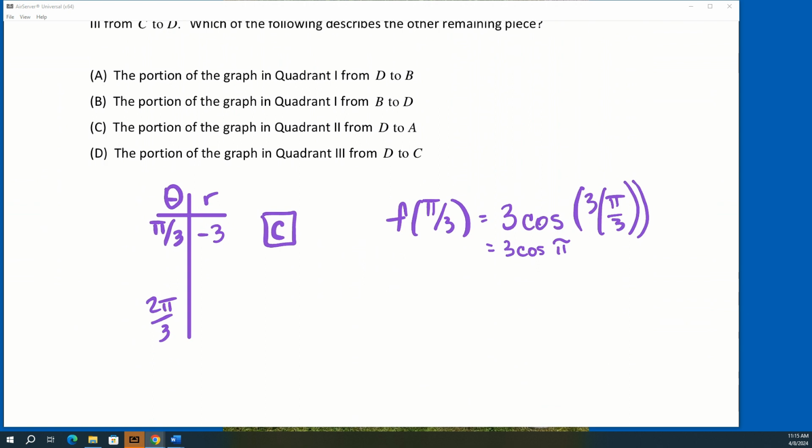All right, halfway between these two angles should be, when we plug it in, it should give us D unless we messed up on that first part. So what's halfway between pi over 3 and 2 pi over 3? Look at your unit circle if you don't know. Pi over 2. All right, so if I plug in pi over 2, I should get point D unless something messed up.